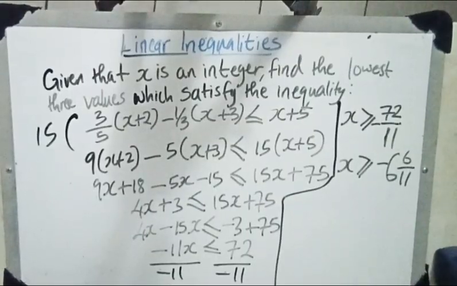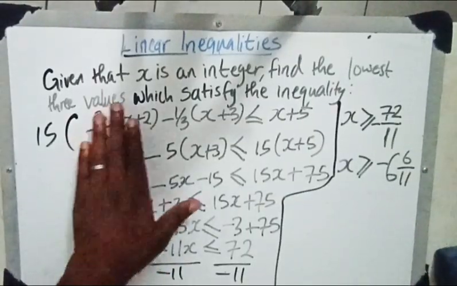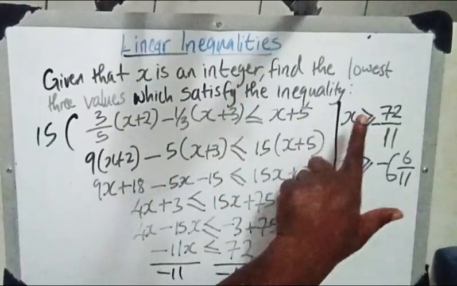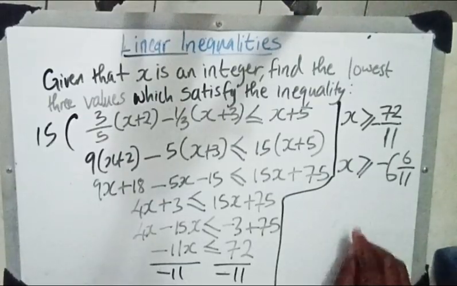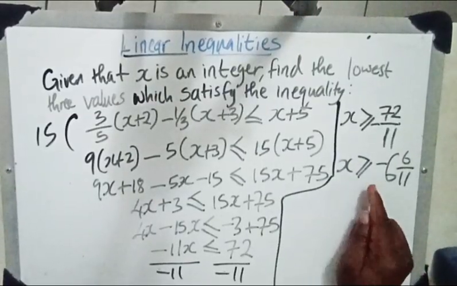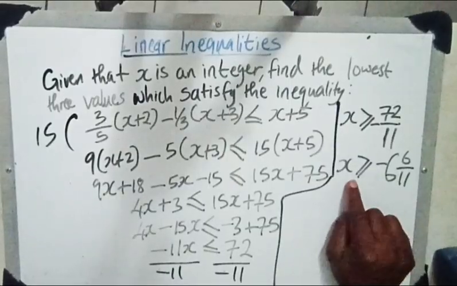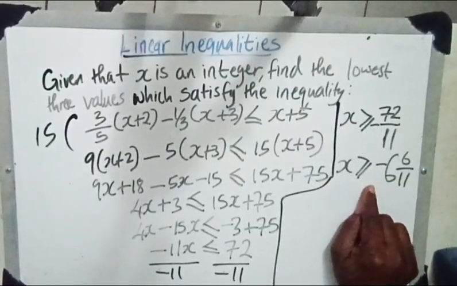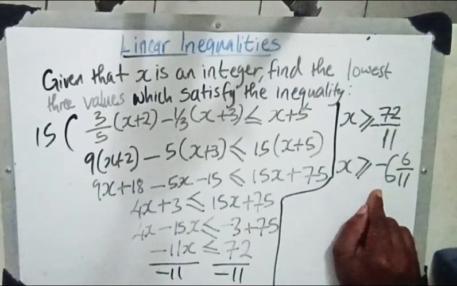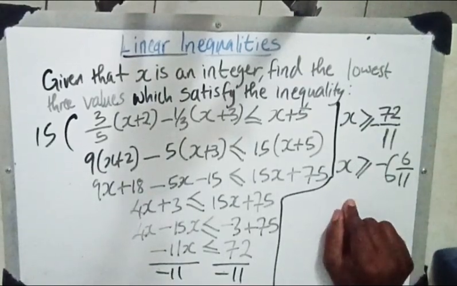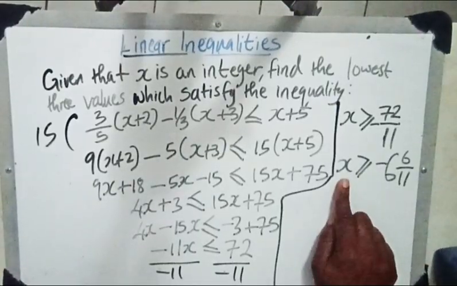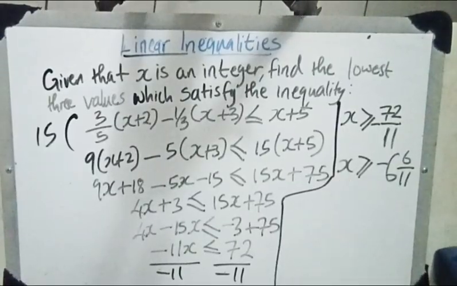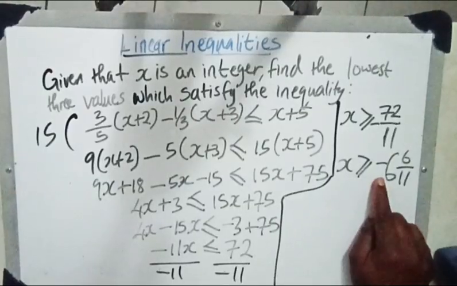Now, don't forget the question. It said, given that x is an integer, find the lowest 3 values which satisfy this inequality. So this inequality says that x is greater than or equal to minus 6 whole number 6 over 11. So what are the 3 lowest numbers that, if we put them in place of x, will be greater than minus 6 whole number 6 over 11? Now remember, these are negative numbers, right?